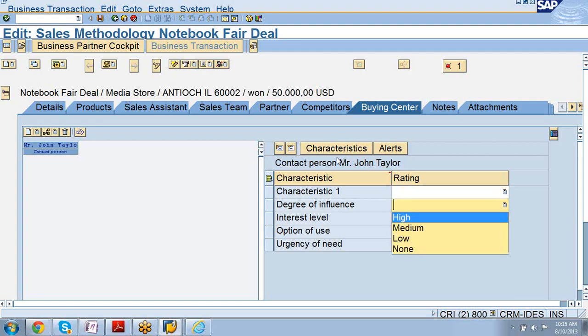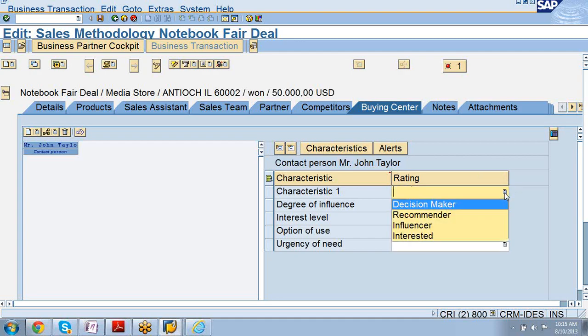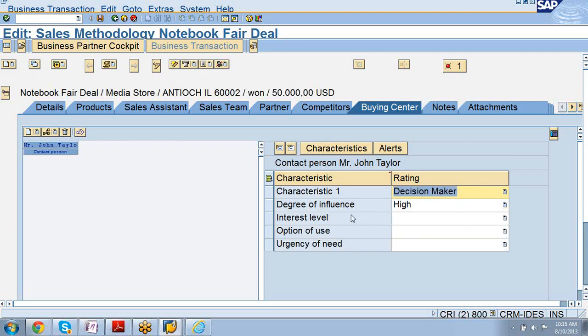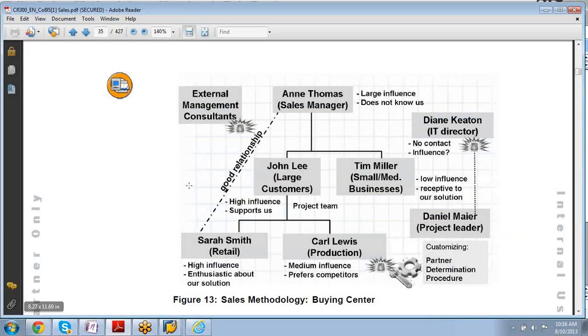So you can see this. Degree of influence, decision maker, what kind of person he is, what is his interest level. So you can record all those for each customer. Suppose Sarah Smith is having a good relationship with the sales manager and high influence, will support us. So the independent interests of each person within the client will be recorded in this buying center.